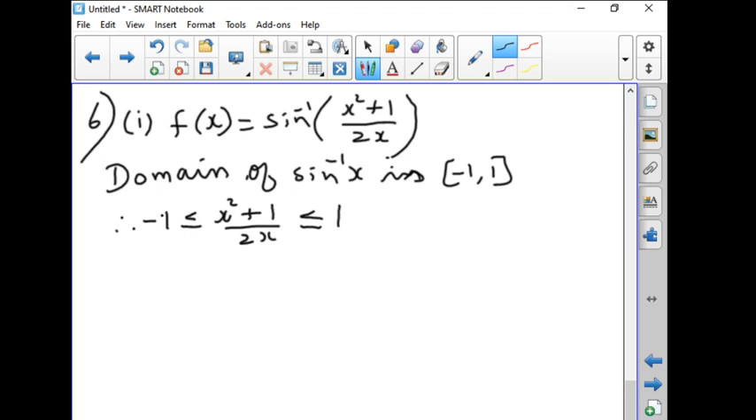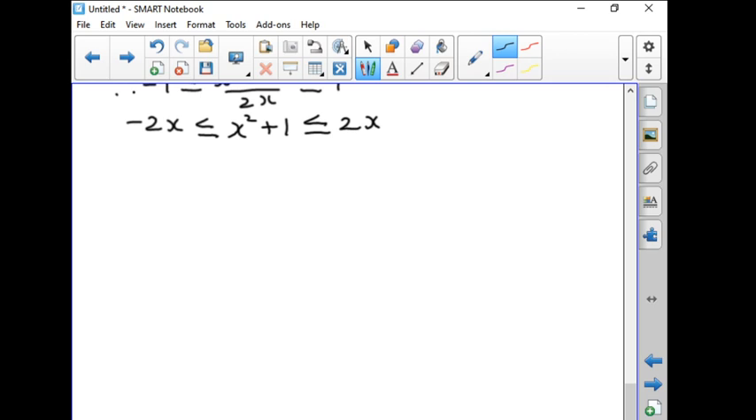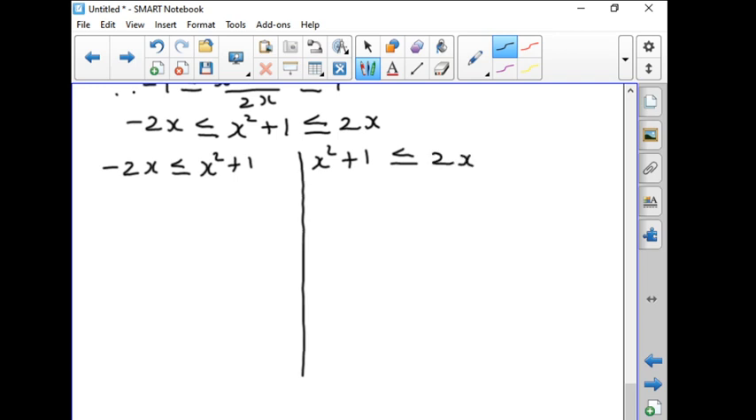Now, to remove the 2x in the denominator, what can we do? Multiply throughout by 2x. So this becomes minus 2x less than or equal to, the denominator cancels, x square plus 1 less than or equal to 2x. Now we can separate this into two parts. One: minus 2x is less than or equal to x square plus 1. Next: x square plus 1 is less than or equal to 2x.